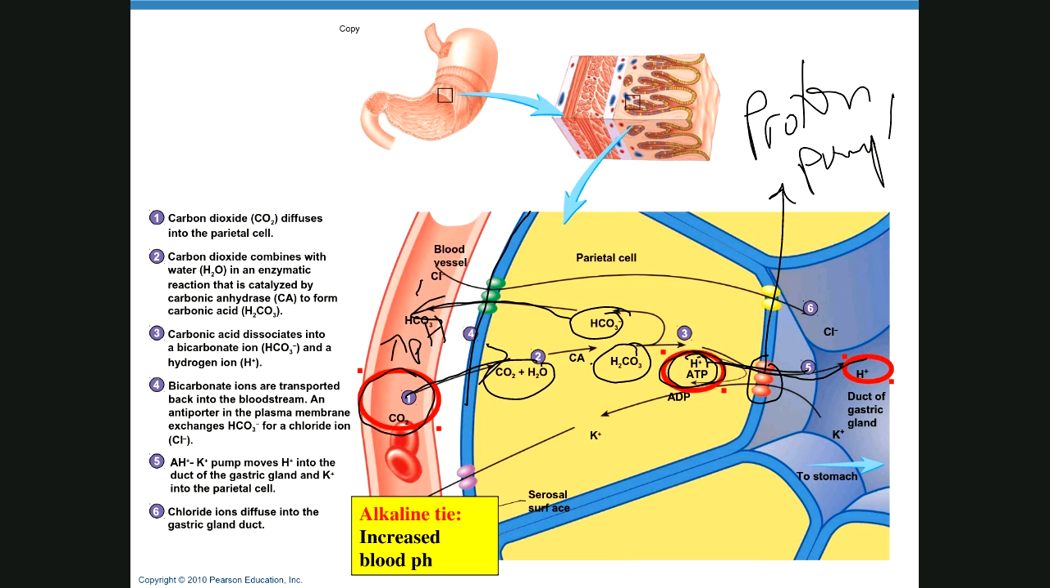The chlorine is being taken from the blood and pumped independently. So hydrochloric acid is made in the lumen when hydrogen ions and chlorine ions come together.